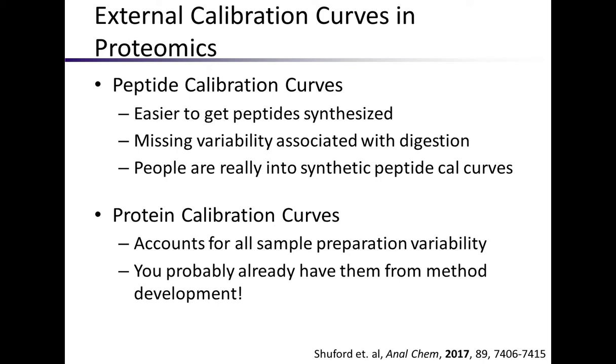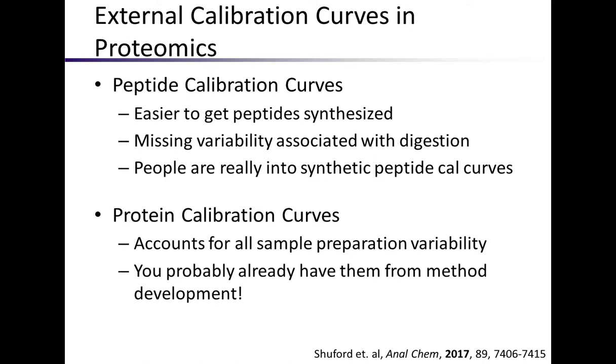So peptides are easier to get, but you don't get any of that digestion variability. And people do this a lot. People are really into synthetic peptide calibration curves. A protein calibration curve, however, accounts for all your sample preparation variability, and you probably already have them from developing the method.